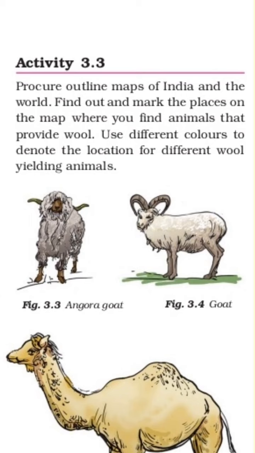Now we are aware about yak, which is available in Tibet and Ladakh. We have to find out on an Indian map where Tibet and Ladakh are, and there you have to mention it. Afterwards Angora goats, which are found in the hilly region of Jammu and Kashmir. We have to find out the hilly region of Jammu and Kashmir. There you have to mark.